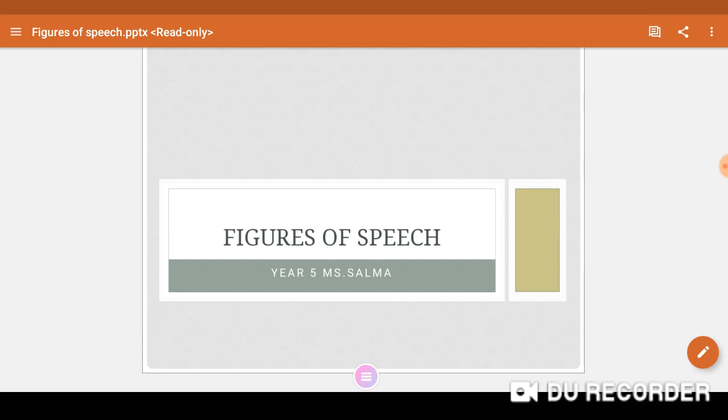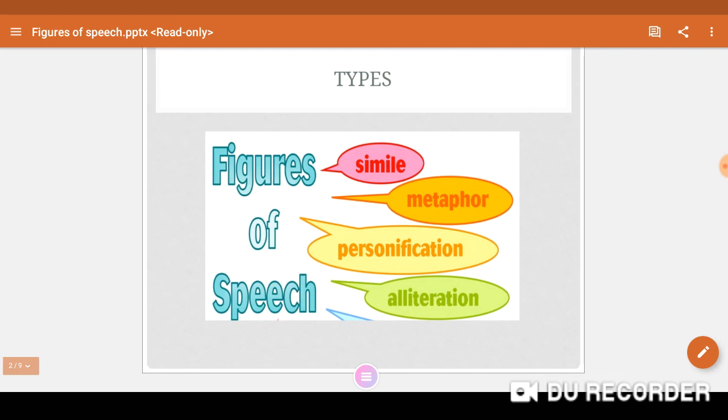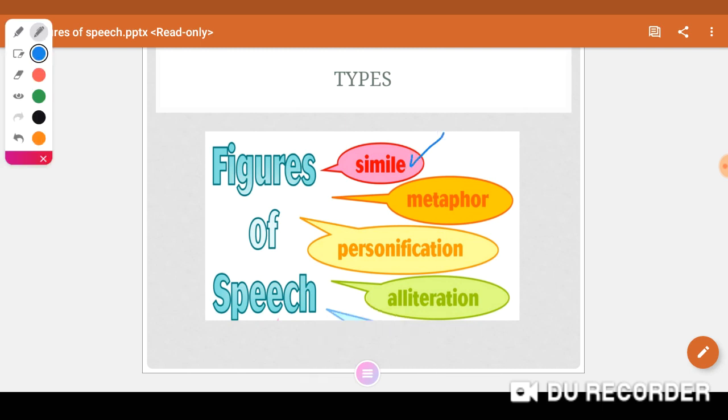So as we took before, we have figures of speech. We took simile, we took the metaphor, and we also had an introduction about personification, and the new thing is alliteration. So let's start with what we already know, simile and metaphor.